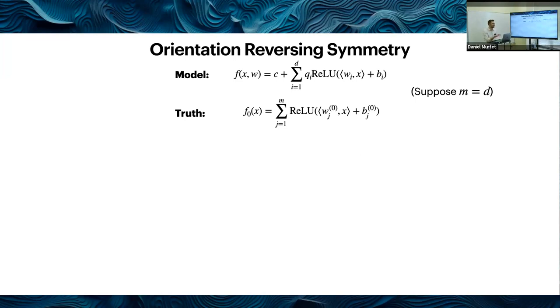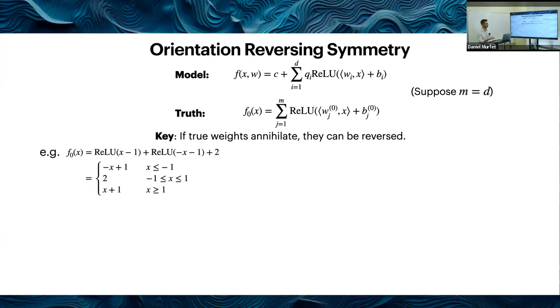Now, this one is not easy peasy. This is weird. The orientation reversing symmetry. If there are true weights that annihilate one another, which is to say they sum to zero, I'll put that up in a sec, then these weights can be reversed. They can be flipped. They can be negated. So the easiest base case to look at here is the following simple truth, where we have W1 is equal to 1 and W2 is equal to -1. Yeah. Those weights there.